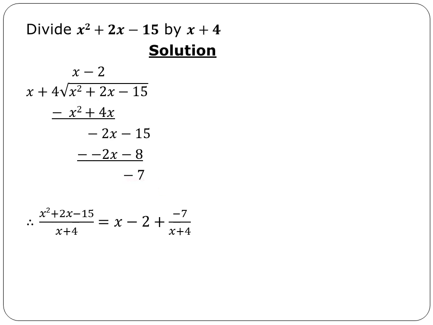So our expression becomes x squared plus 2x minus 15 all over x plus 4 should be equal to the quotient. The quotient is a result obtained on top of the long division symbol, that is x minus 2 plus the remainder divided by x plus 4. So that is x minus 2 plus minus 7 all over x plus 4.